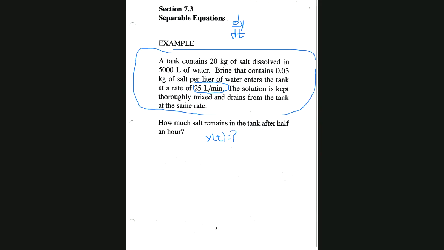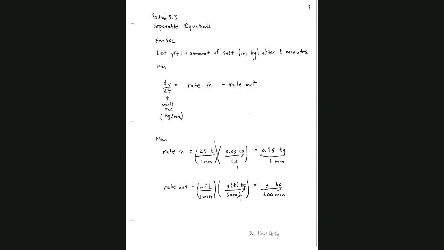Okay, and they're giving us interesting information. Brine, which is a salt solution, that contains 0.03 kilograms of salt per liter enters the tank at a rate of 25 liters per minute. They're giving us some rates, and we need rates because the differential equation, whatever it is, is a rate. So let's just get right to the solution here. I'll show you how this works.